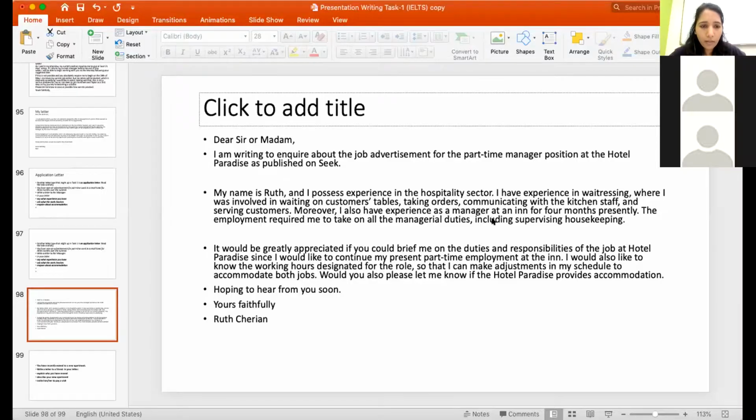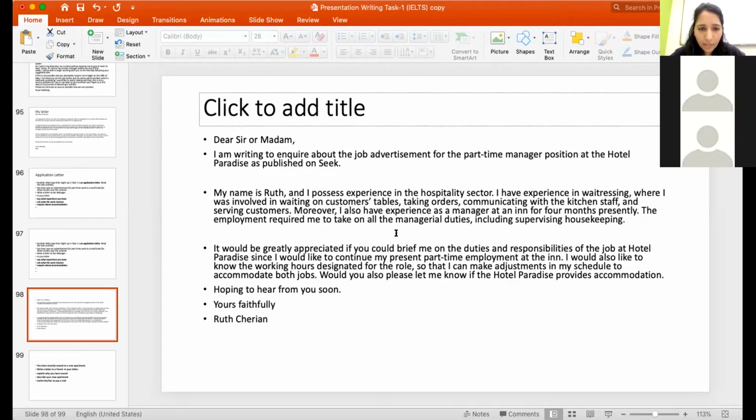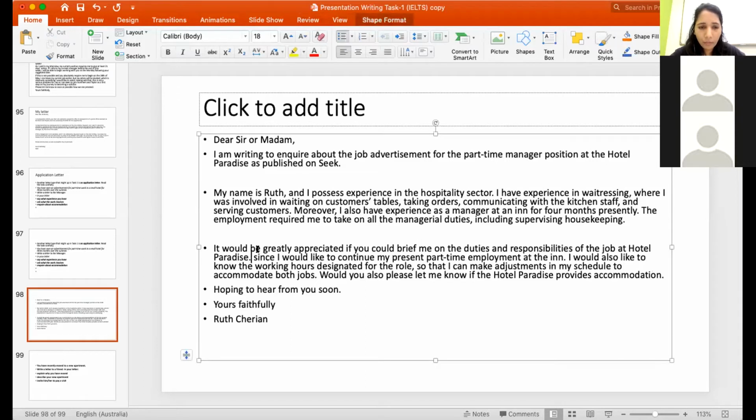So, this one. If you can look here, there is a problem with this. So it would be greatly appreciated if you could brief me on the duties and responsibilities of the job at Hotel Paradise. Then I can put a full stop and start it with a capital S. Since I would like to continue my present part-time employment at the inn, I would also like to know, so this is a complex sentence.